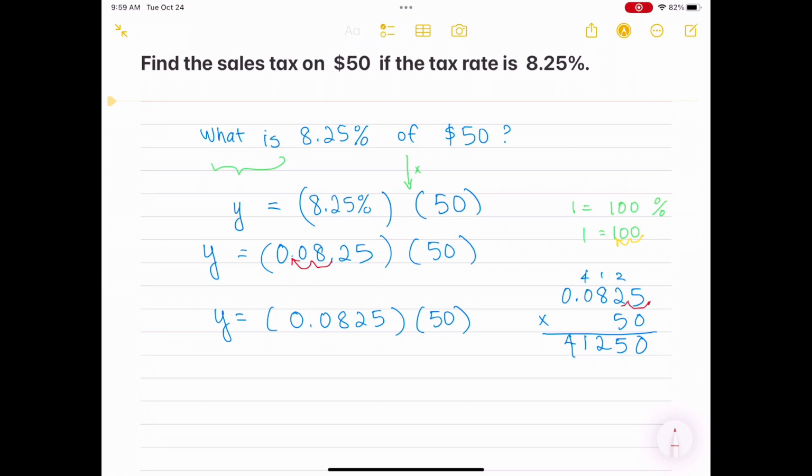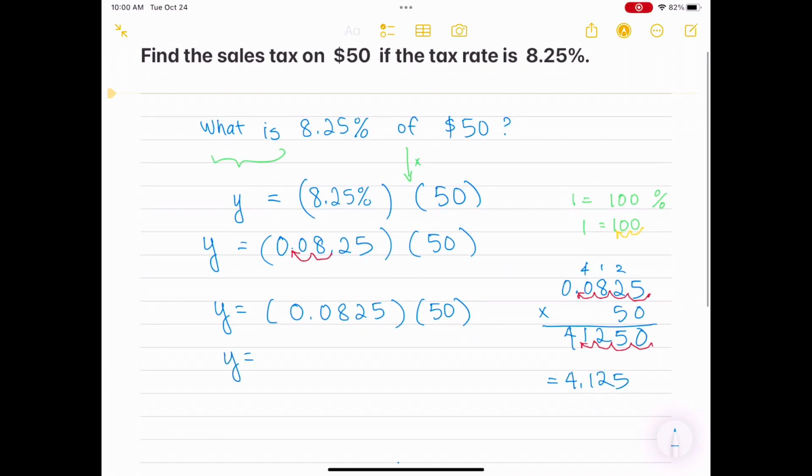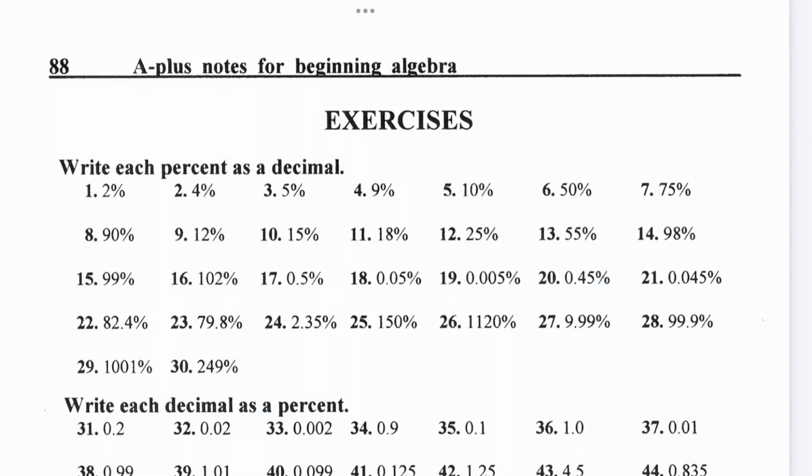So 825 times 50 equals 41,250. And now I take the decimal point and I move it back to the left for place values. So I end up with 4.125. I will round up to 4.13. 8.25% of $50 is $4.13. Box your answer.